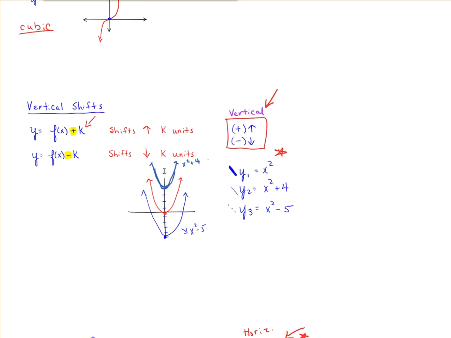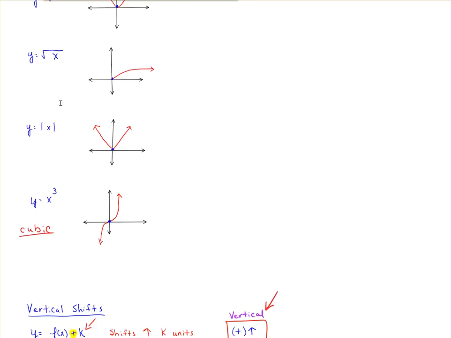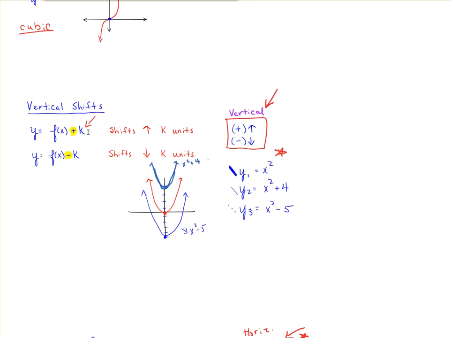Now let's talk about vertical shifts in a graph. So if you have y equals f of x, and f of x could be any of these four, plus k, or f of x minus k, that shifts the graph. If it's positive, it goes up k units. If it's negative, it goes down k units. So here's a quick way to remember: plus, up, minus, down. Here's a picture illustrating that.